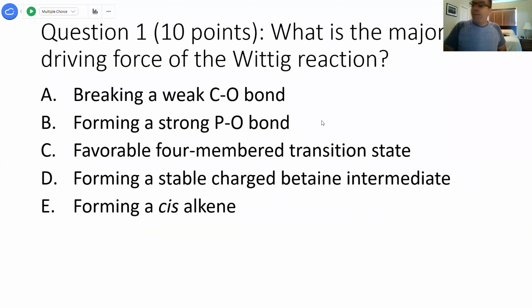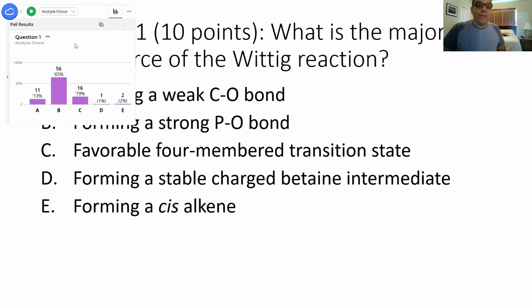Good. So let me not waste any more of your time. I hope we made it clear that it's forming that phosphorus oxygen bond, actually first one and then second one. That's the major driving force. Certainly 4-member transition states and intermediates are not favorable, but it's forming that phosphorus oxygen bond that allows us to do that in spite of those things being so unfavorable. So in any case, I think B is the best answer, as did you.